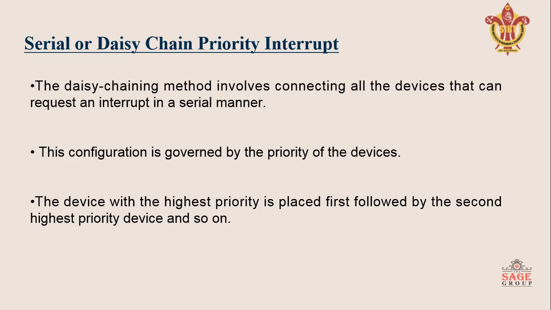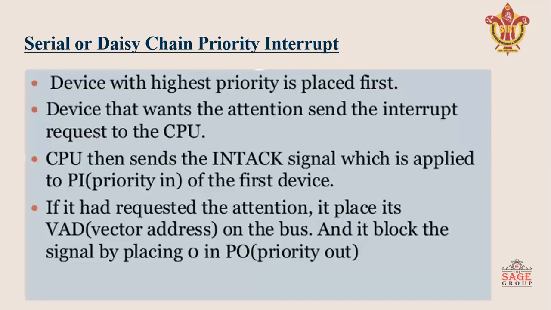The daisy chaining method involves connecting all the devices that can request an interrupt in a serial manner. This configuration is governed by the priority of the input-output devices. The device having the highest priority is placed first, followed by the second highest priority device, and so on. That's why in this method all the devices are connected serially. The device with highest priority is placed first.